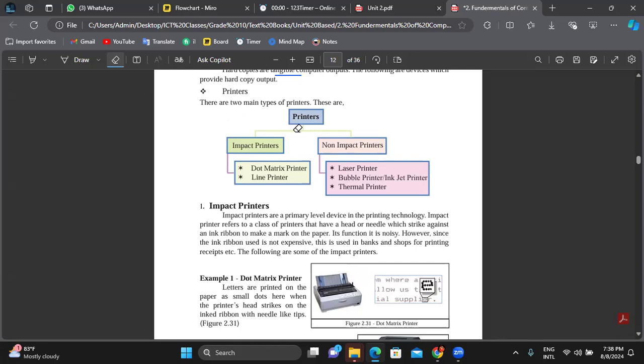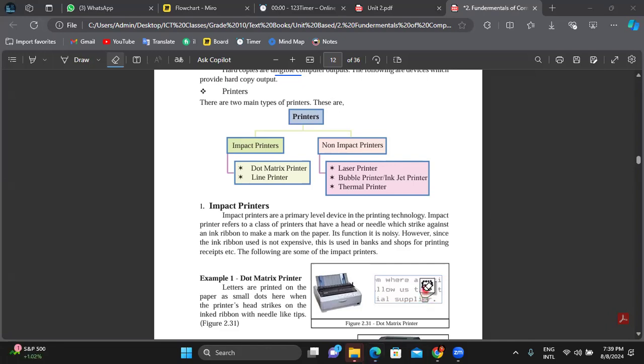If there is an impact on the paper, that means the printers use needles. Impact printers use needles to eject ink onto the paper. Not the needles that you have seen; those are microscopic needles, extremely small. You can see this E, right? Here you can see an E symbol. Wait, let me show.